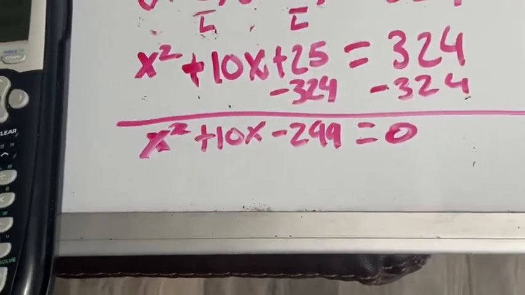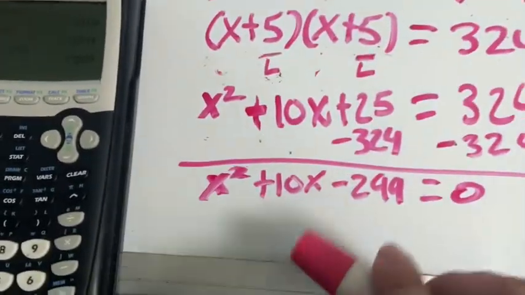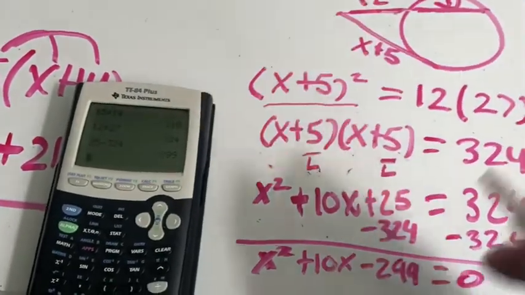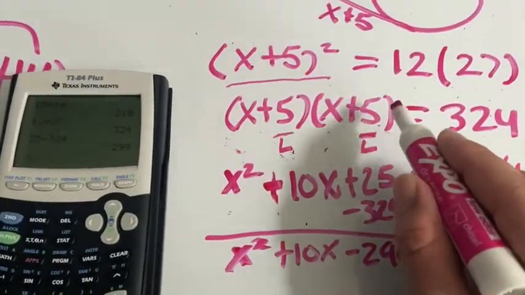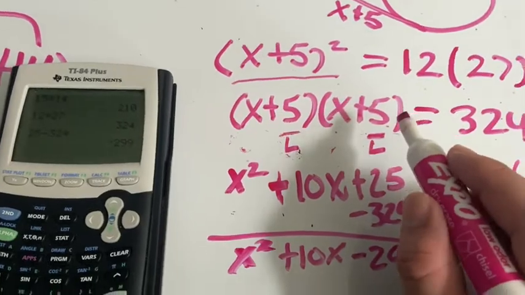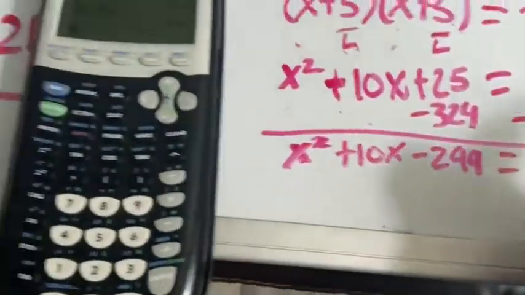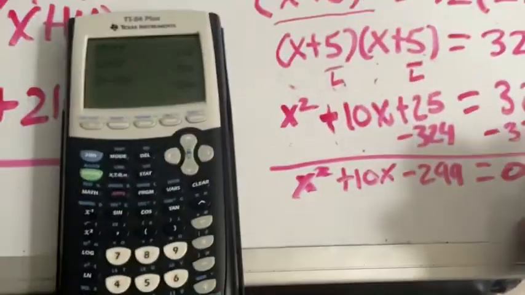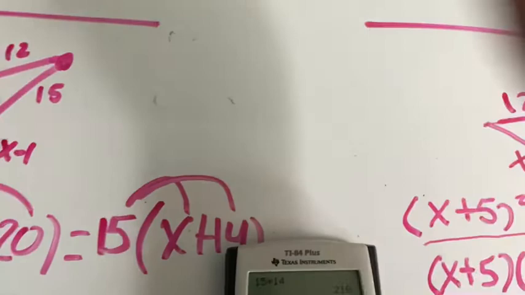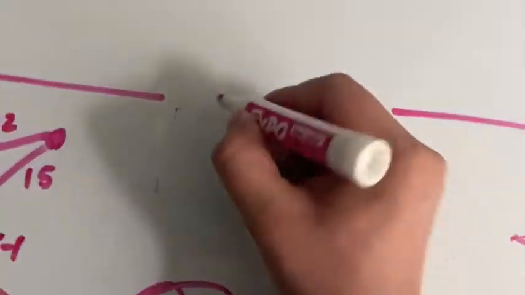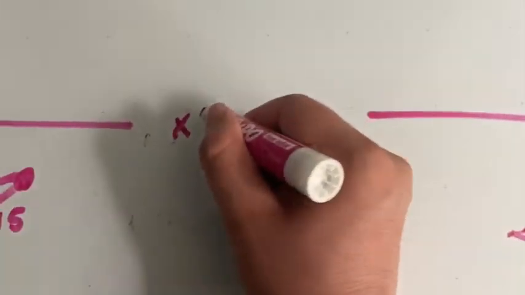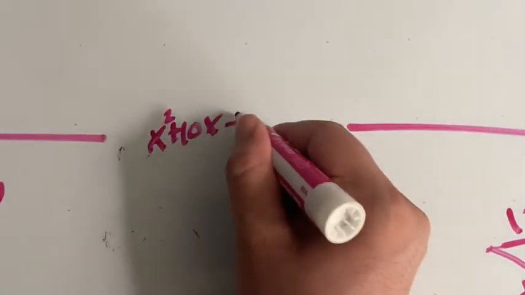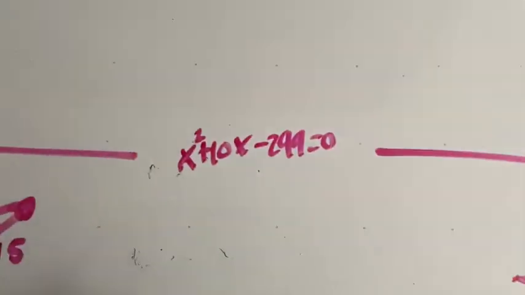Now what we're going to do is try to put this in a form similar to what we see up here, okay? The manner in which we do that, and because I'm running out of room, I'm going to write the remainder of this just on this section. We have x squared plus 10x minus 299 is equal to 0, okay?